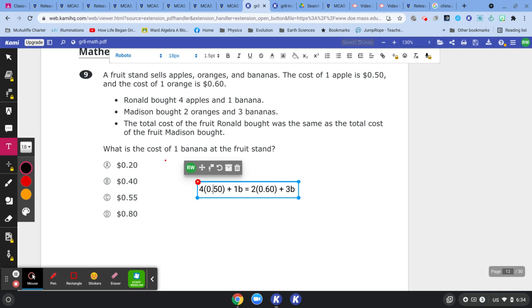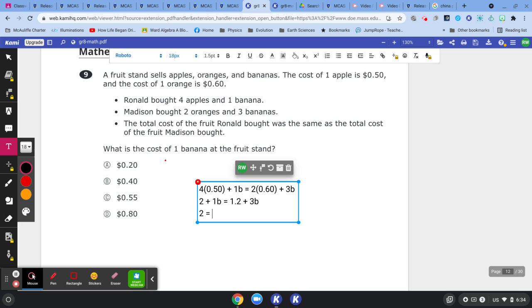So let's start simplifying. 4 times 0.5 is going to be 2. So 2 plus 1b equals, and then 2 times 0.6 is 1.2, so that's plus 3b. All right, now we need to get the variables on one side and the values on the other side. So I'm going to subtract 1b from both sides. That'll be 2, 1b minus 1b will be nothing, and then 1.2 plus 2b.